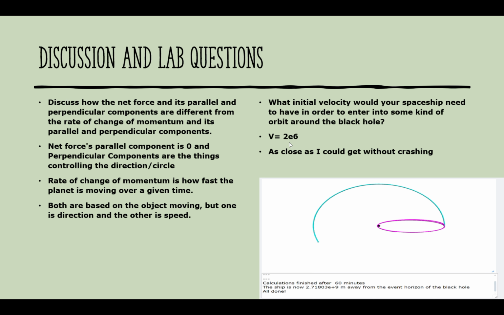Alright, and so the initial velocity of the spaceship to orbit around the black hole. I just wanted to get it as oval shaped as I could without it crashing, and I found it to be 2 times 10 to the 6, which was as close as I could get without crashing. Maybe I could have gotten it closer, but whatever. It looks really cool right here.